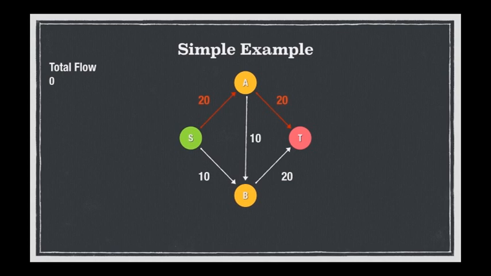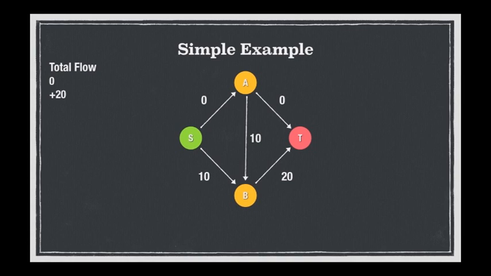We now update the residual graph for the augmenting path, subtracting 20 from both forward edges, which are S to A and A to T, and reducing the capacity values to 0, effectively removing them from the equation. We then add 20 onto their backwards edges, which are A to S and T to A.